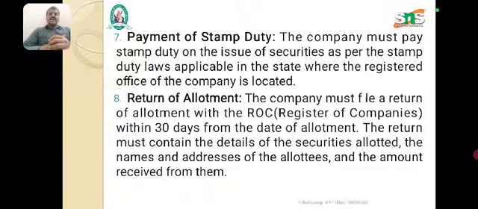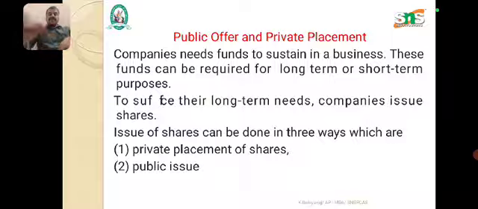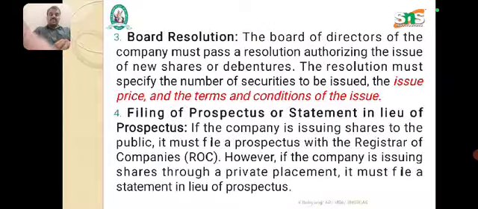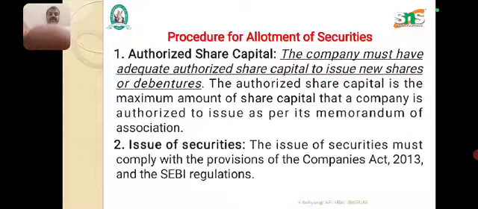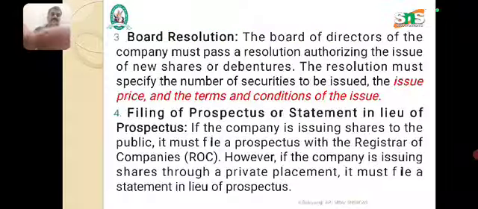Finally, the company has to file a return of the allotment. The company must file a return of the allotment with the ROC, that is the Registrar of Companies, within 30 days from the date of allotment. The return must contain the details of the securities allotted, the names and addresses of the allottees, and the amount received from them. These are the few points we discussed about the procedures for the allotment of the securities.